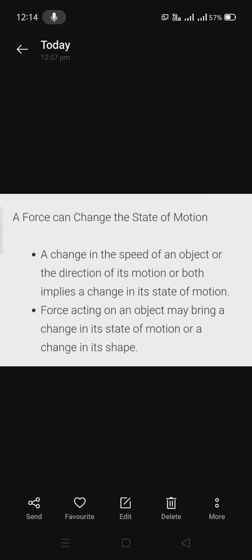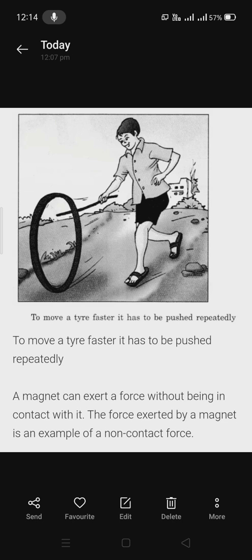A force can change the state of motion, or it can even cause a change in the speed of an object or direction of its motion, or both, which implies a change in its state of motion. Force acting on an object may bring a change in its state of motion or change in its shape. Here we are saying that to move a tire faster, this boy is pushing it continuously or repeatedly.